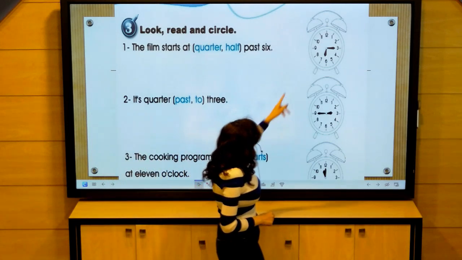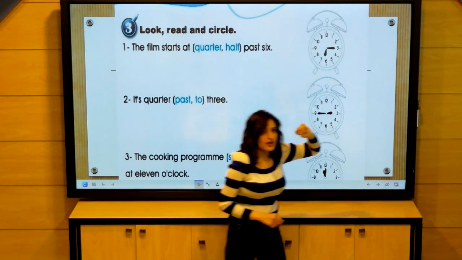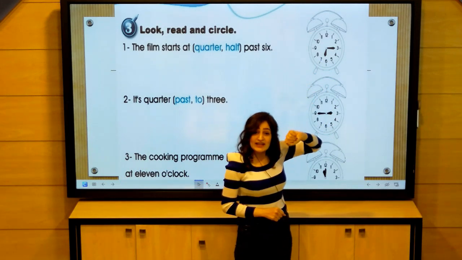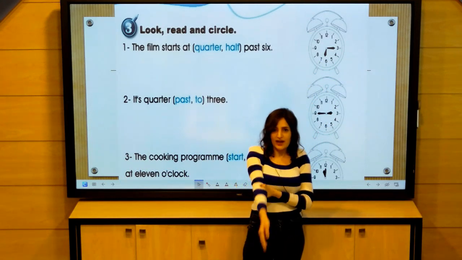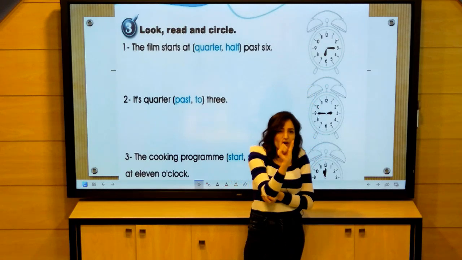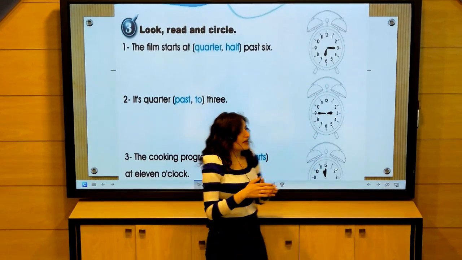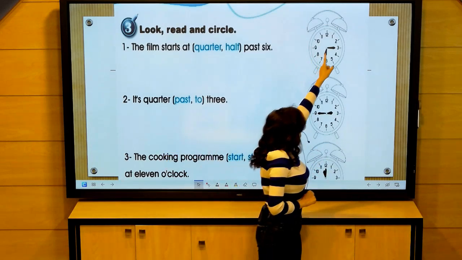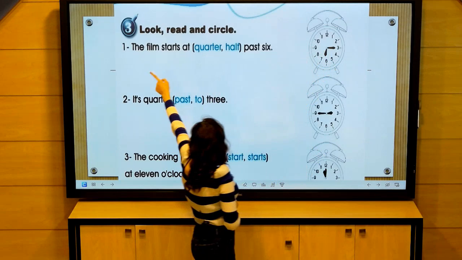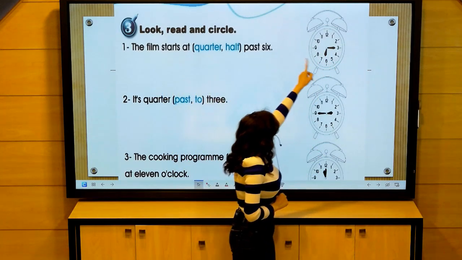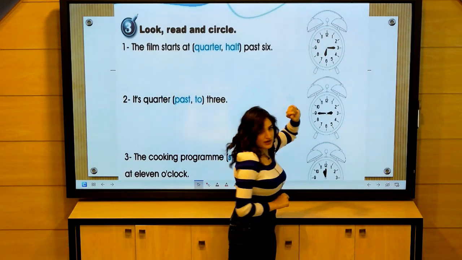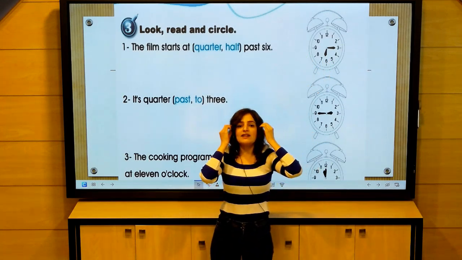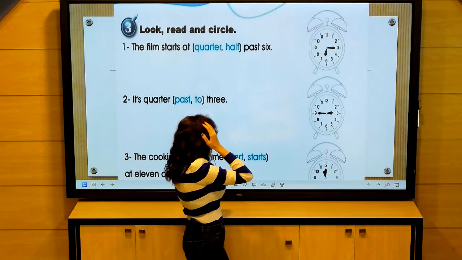We have here the first watch. We will look at the hour hand and the minute hand. The hour hand is the small hand, and the long hand is the other one. So look at the hour hand, it's 3, okay? And the long hand is 6.